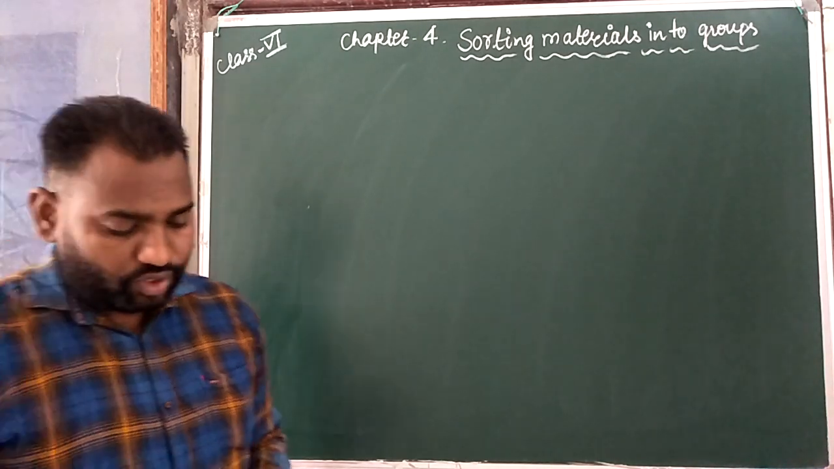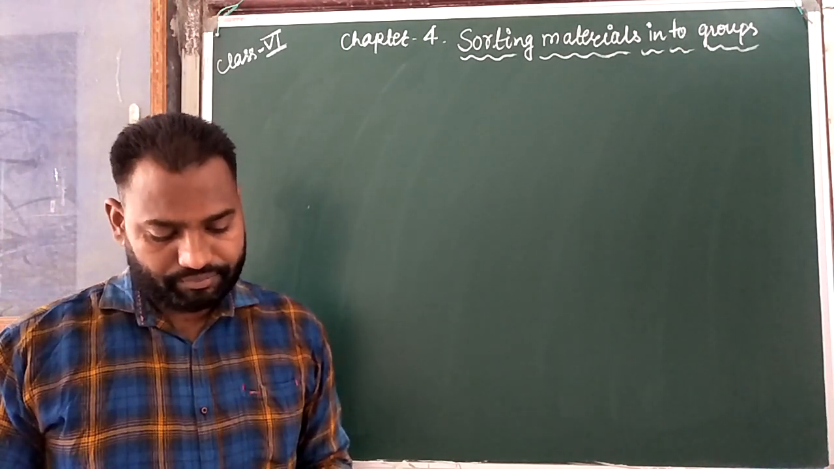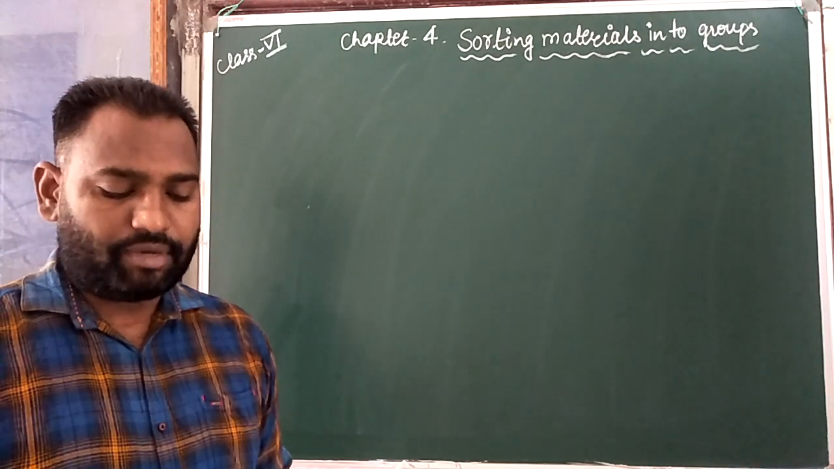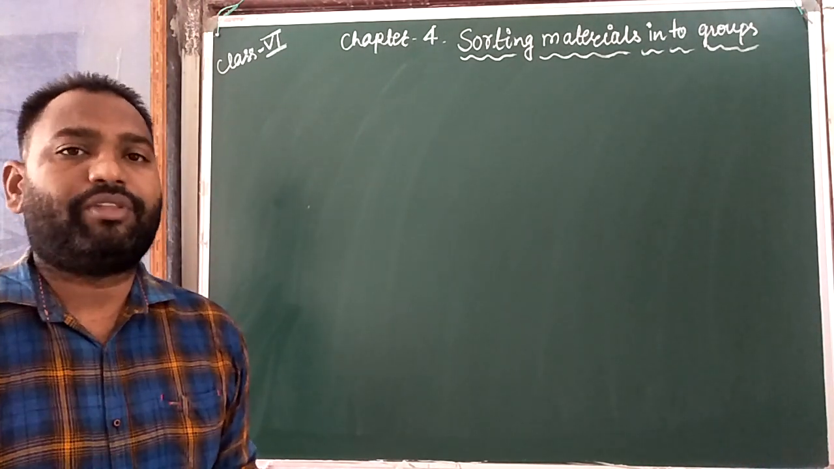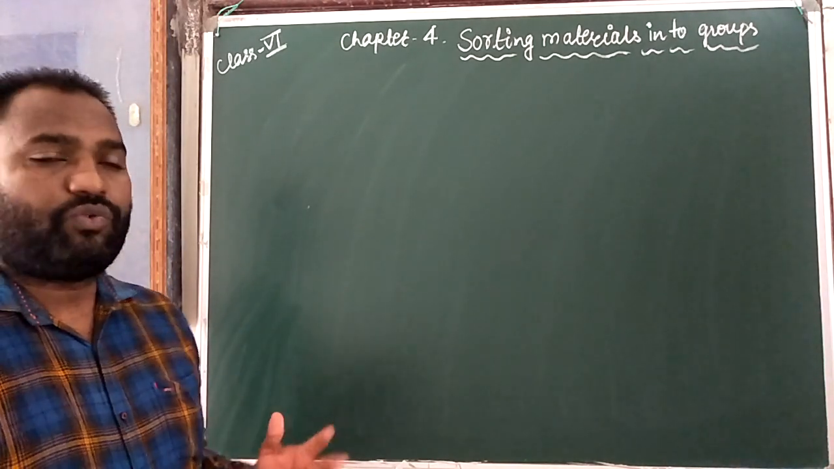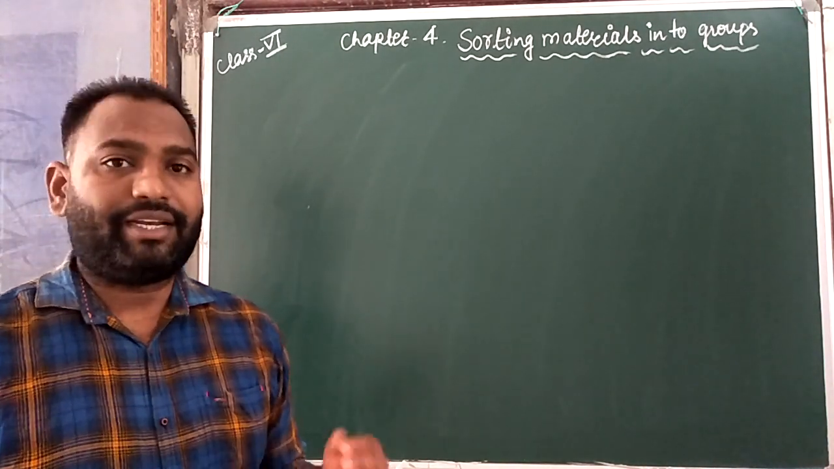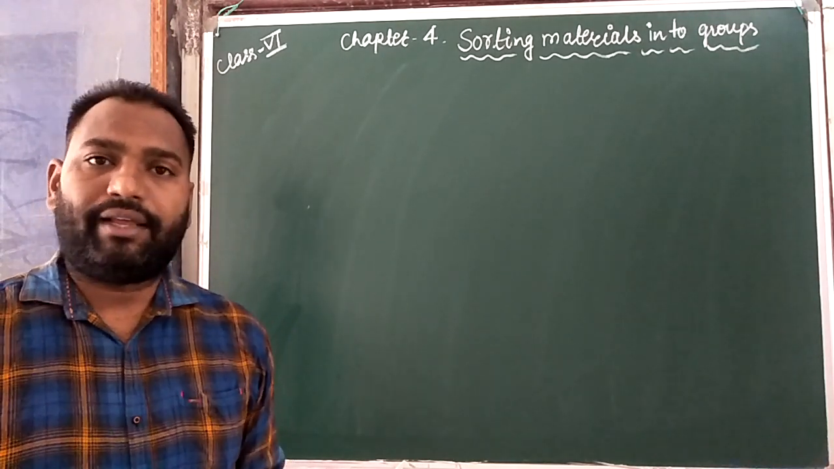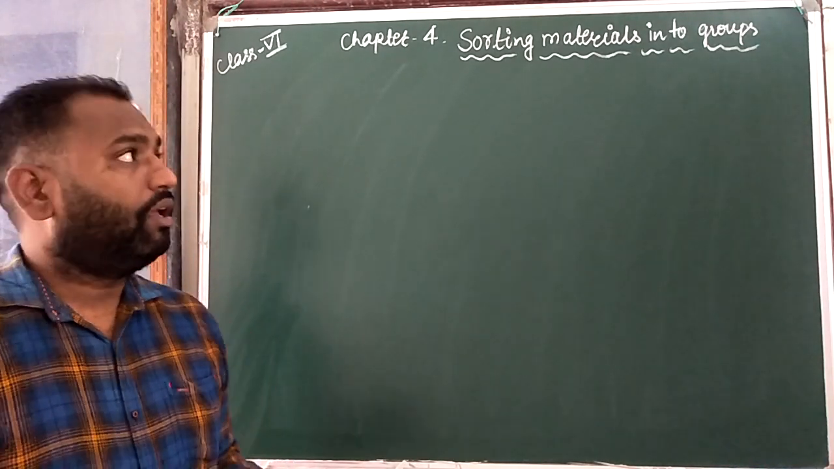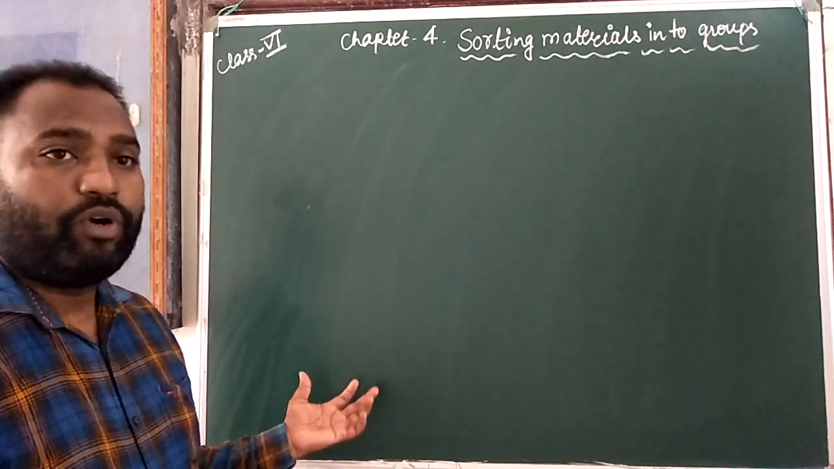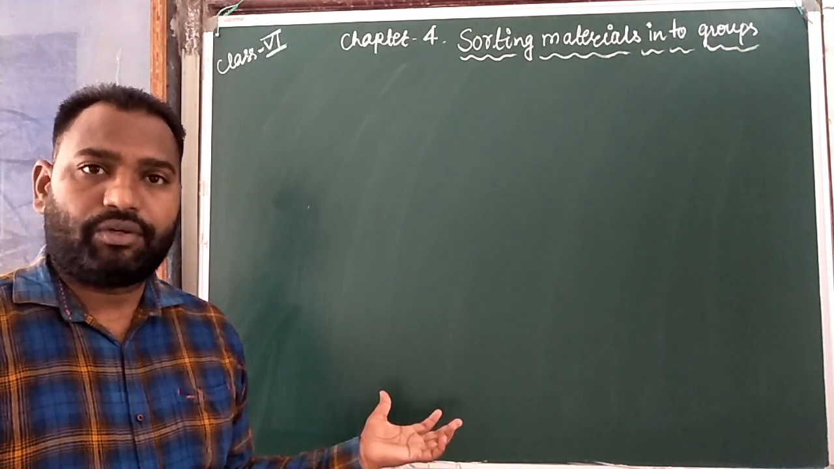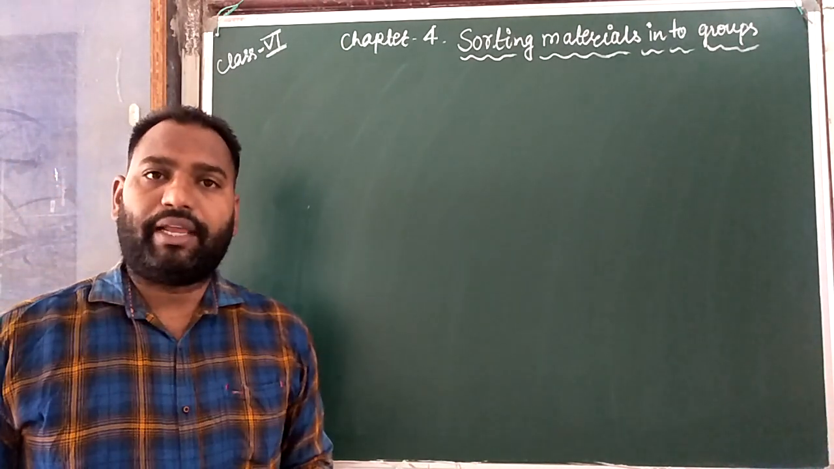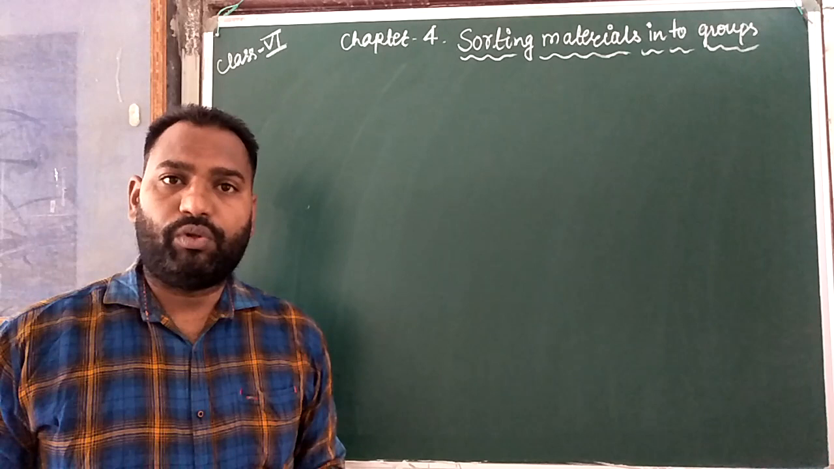So look, the objects which we see around us are made of different materials like wood, glass, rubber, plastic, cotton, and so on. Objects around us may be made of rubber, plastic, iron, which means metals and non-metals, or wood, like furniture such as doors and windows. Different types of clothes are made of cotton, wool, and silk.